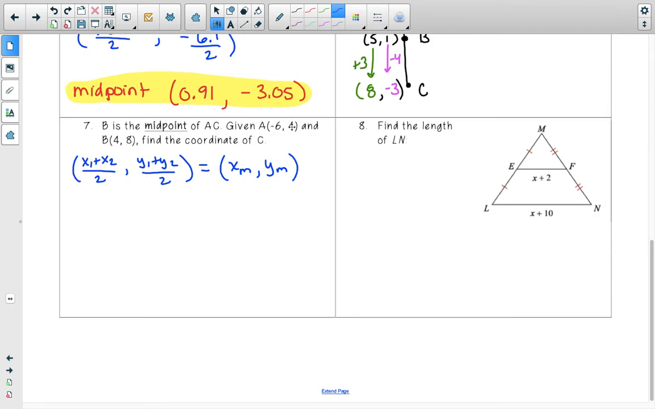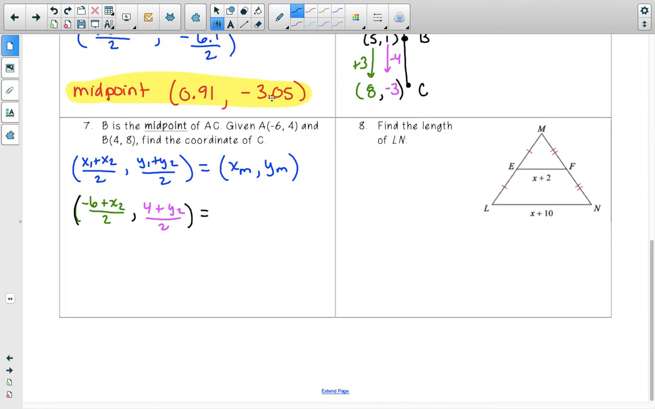A is negative 6, comma 4. So I have one of the x's and one of the y's. The same one though, so I'll use x sub 1. So I have negative 6 as my x, plus, I don't have my x sub 2, so I'll put x sub 2 divided by 2, comma, I'll use my y value of 4 as my y sub 1, so 4 plus y sub 2 over 2, because I do not have my y sub 2.